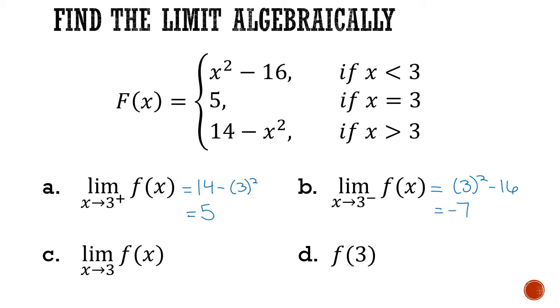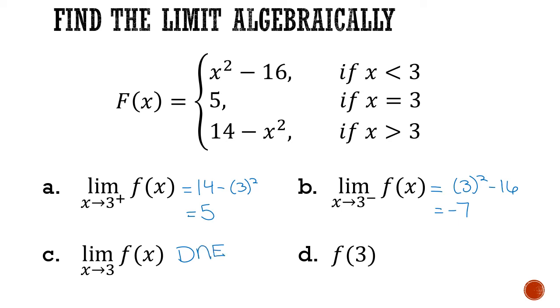C, the limit of this function f of x as x approaches 3. That means from both sides. And looking at part A and B, you see that the limit from the right is 5. The limit from the left is -7. Those do not equal each other. So this does not exist.